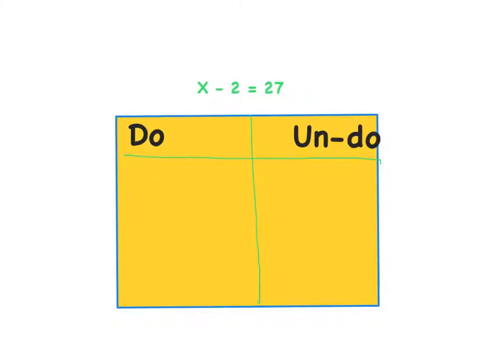Here we have another equation, x minus 2 equals 27. You can see that I drew my box. I have two columns, do and undo. Let's look at the do column. What is going on with the variable? What's happening to the variable? Well, we can see that the variable is being reduced by 2. So we're subtracting 2 from x. Now, in order to undo that operation, we would add 2.